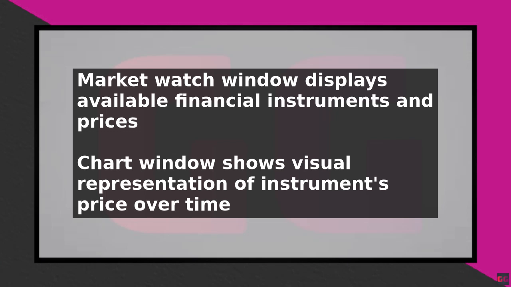To place a trade, select the instrument you want to trade and click on the New Order button. This opens the order window, where you can specify the type of order, such as buy or sell, and the volume of the trade. You can also set stop loss and take profit levels to manage your risk and potential profit. There are several types of orders available in MetaTrader 5, including market orders, limit orders, and stop orders.